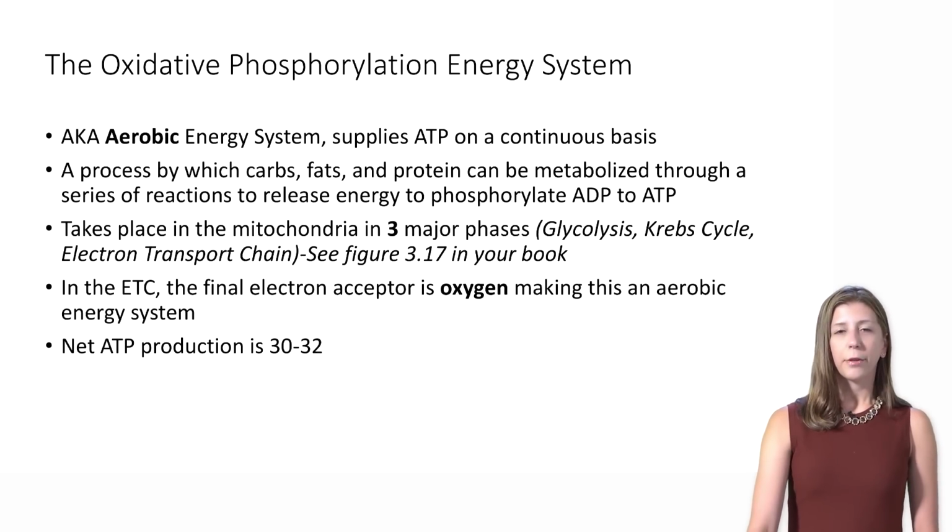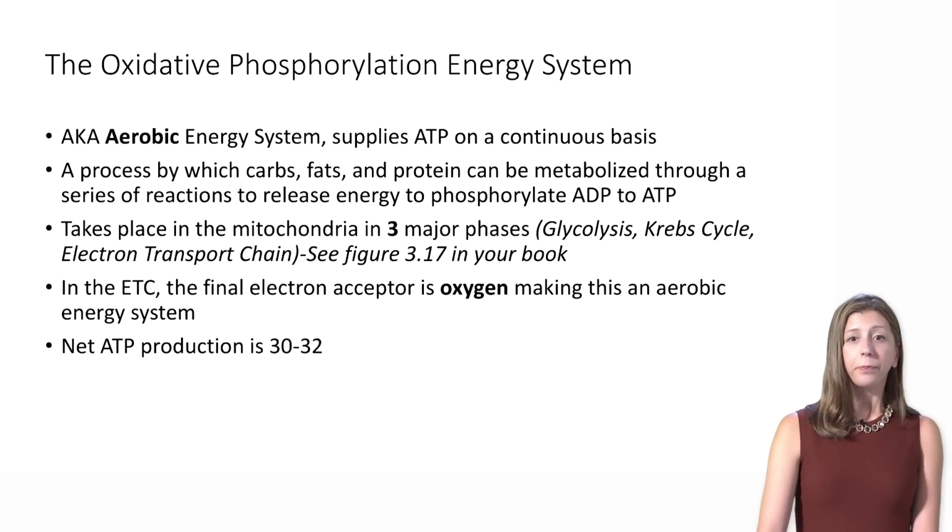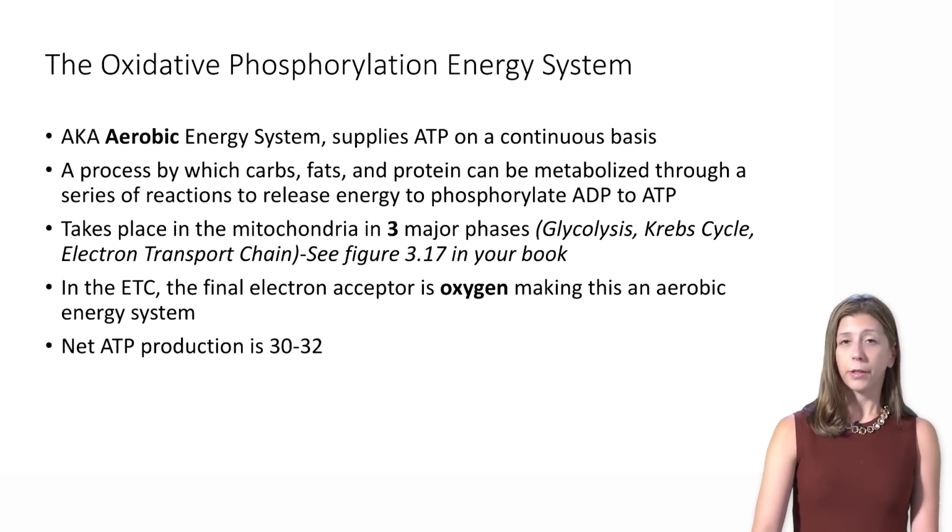If you want to refer back to a basic cell biology textbook, you can see that the mitochondria is the small little structure that is really the powerhouse of the cell. So glycolysis is the first phase that actually takes place in the cytoplasm, and then the Krebs cycle and electron transport chain take place in the mitochondria. And if you need to see a good diagram, I recommend figure 3.17 in your textbook.